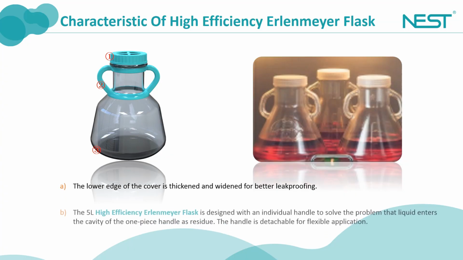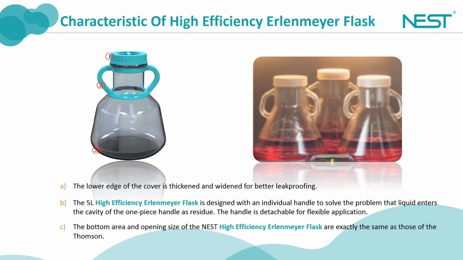First of all, the cover of NEST flask can be screwed or unscrewed smoothly. The lower edge of the cover is thickened and widened for better leak proofing. The 5-liter high-efficient Erlenmeyer flask is designed with an individual handle to solve the problem that liquid enters the cavity of the one-piece handle as residue. The handle is detachable for flexible application.